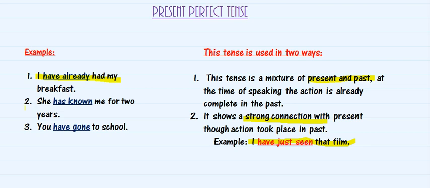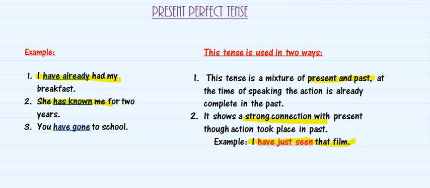Let's see the next point. It says, she has known me for 2 years. So this is someone talking about a friend, that she knows me for 2 years. So this action of knowing someone has started from the past time. She started to know him since the past time, and now also they know each other. So that is completely clear that it has an influence in the present time also.